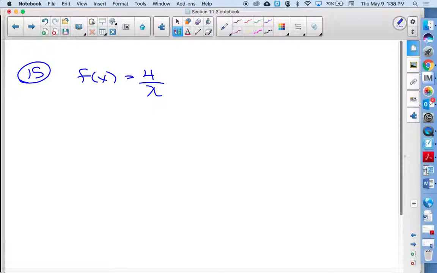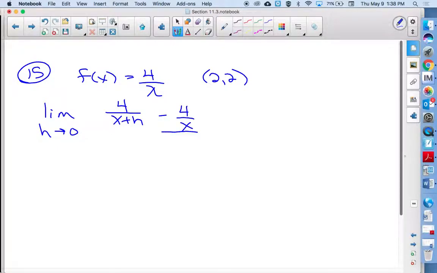And then this one was 2. So if we set this problem up very similarly, we would have 4 over x plus h, and then minus 4 over x. So again, f of x plus h minus f of x, and then everything's divided by h.